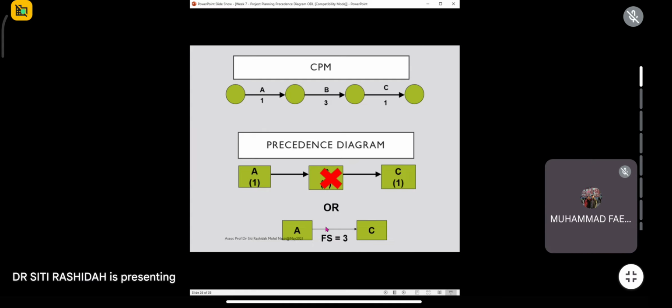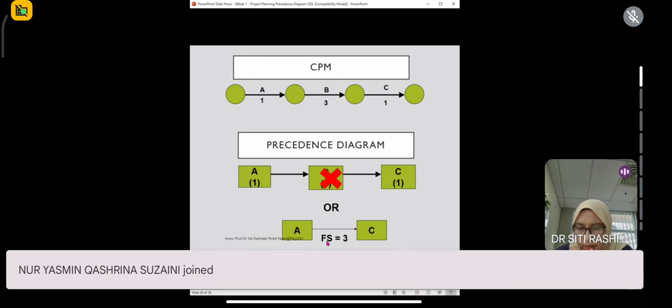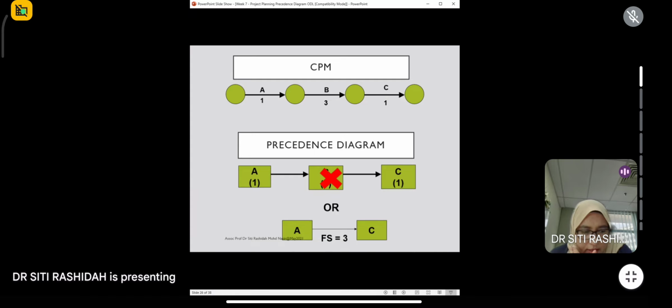Curing the concrete. Okay, curing of the concrete. So we know curing of the concrete takes 3 days. So we can introduce finish of A and start of C. It means A finishes, wait 3 days, then C can start. Okay, so that's how you introduce the finish to start relationship. Okay, just a moment.